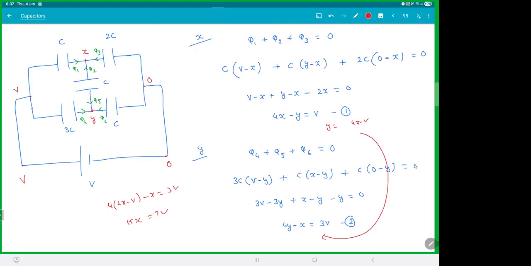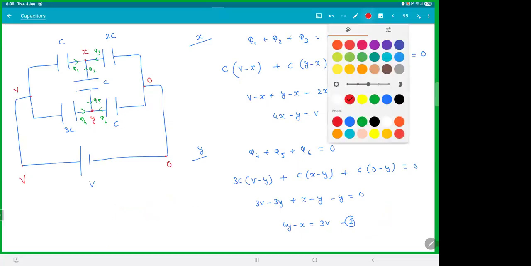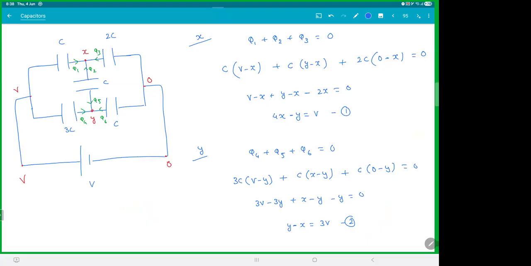4X minus Y is V. And did I mess up something here? Yeah, this was 5Y. Yeah, this is 5. 3Y and Y, no? 5 it is.